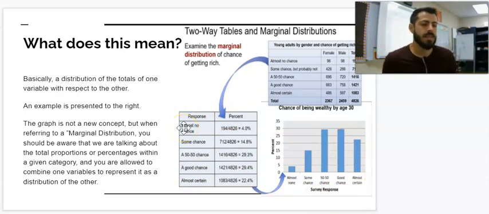It's basically, if we don't want to look at it compared males versus females, if we only want to look at, okay, well, what about everybody total? Well, we essentially ignore one of those variables and just look at the rows. And that is a marginal distribution.